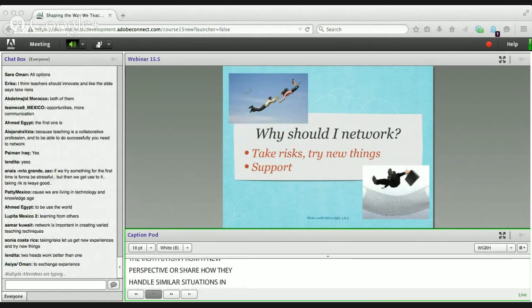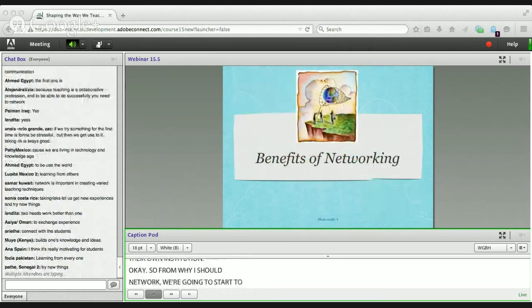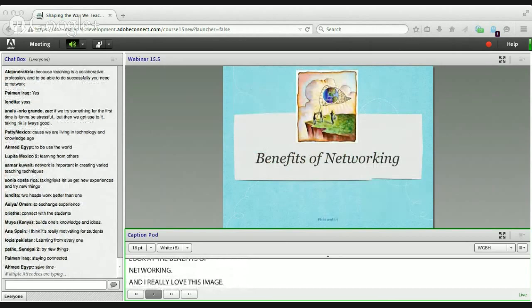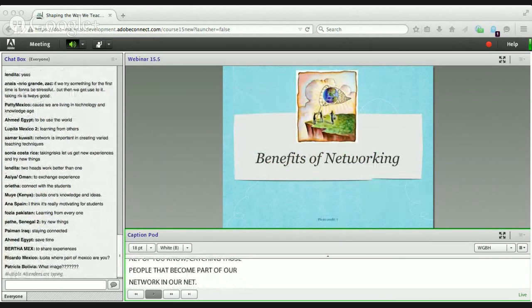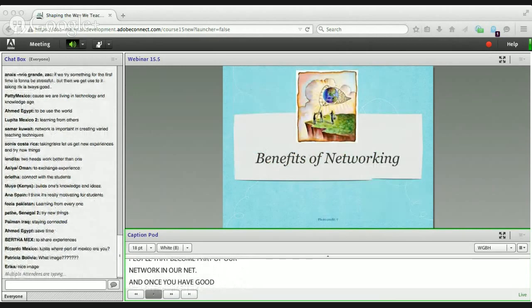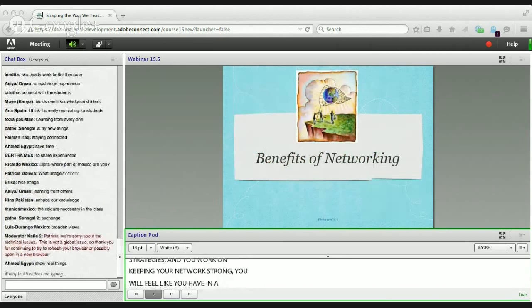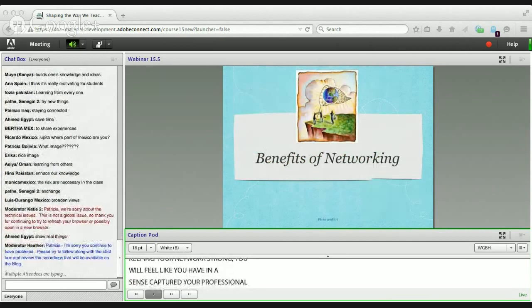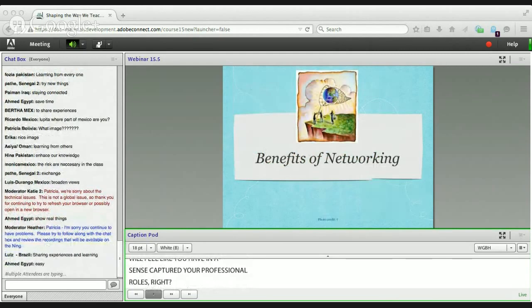Okay, so from why I should network, we're going to start to look at the benefits of networking. And I really love this image. We go back to our idea of the net, of catching those people that become a part of our network in our net. And once you have good strategies and you work on keeping your network strong, you will feel like you have, in a sense, captured your professional world, right? And the possibilities become endless, I guess, in a way, because you can reach so many new things and try many new things.